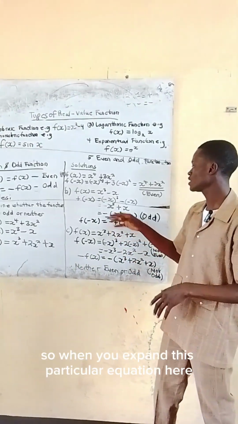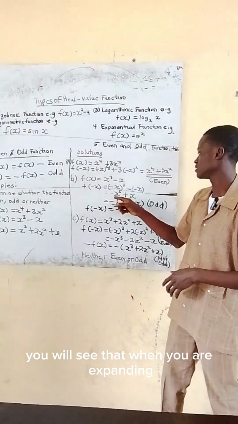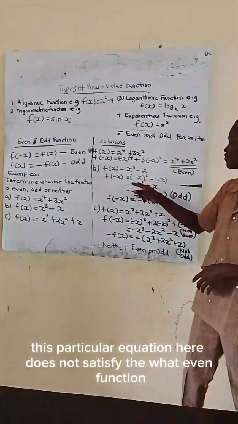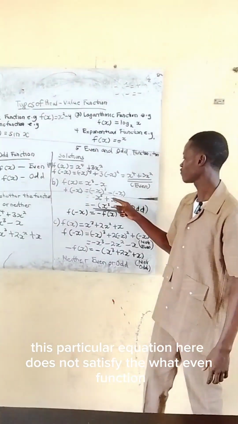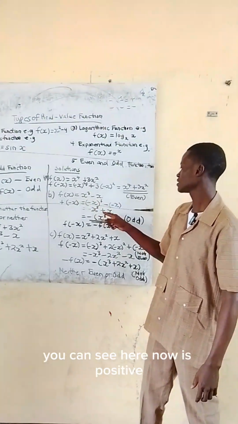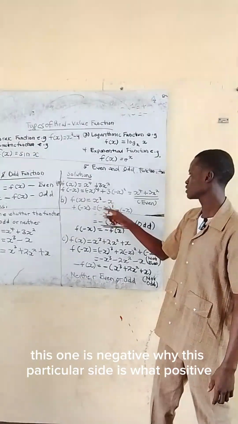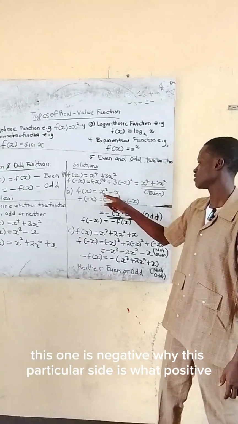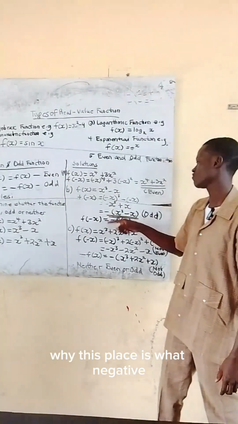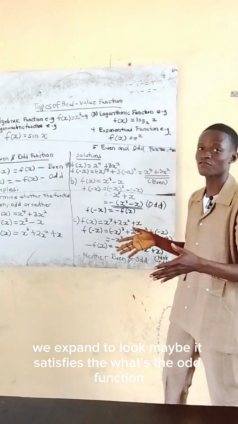So when you expand this equation, you will see that it does not satisfy the even function, because it doesn't look like this equation here. You can see now this side is positive, this one is negative. So in this case, we expand to look, maybe it satisfies the odd function.